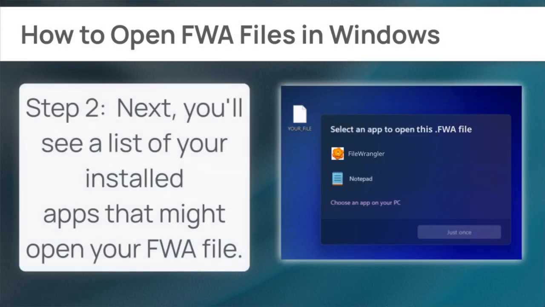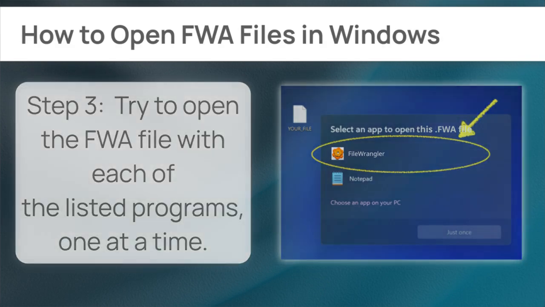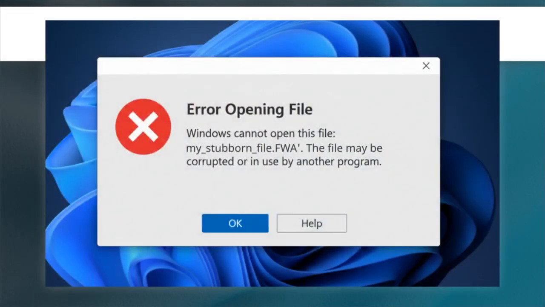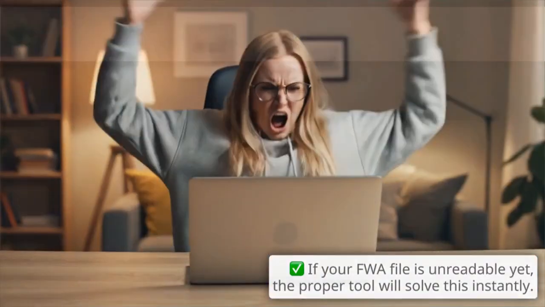Right-click the FWA file and select Open With. If FileWrangler is installed, select it. If not, choose another program. Every app deserves a chance to open the file. The reason for the error is almost certainly the FWA file's unique specifications. Let's consult our troubleshooting checklist.